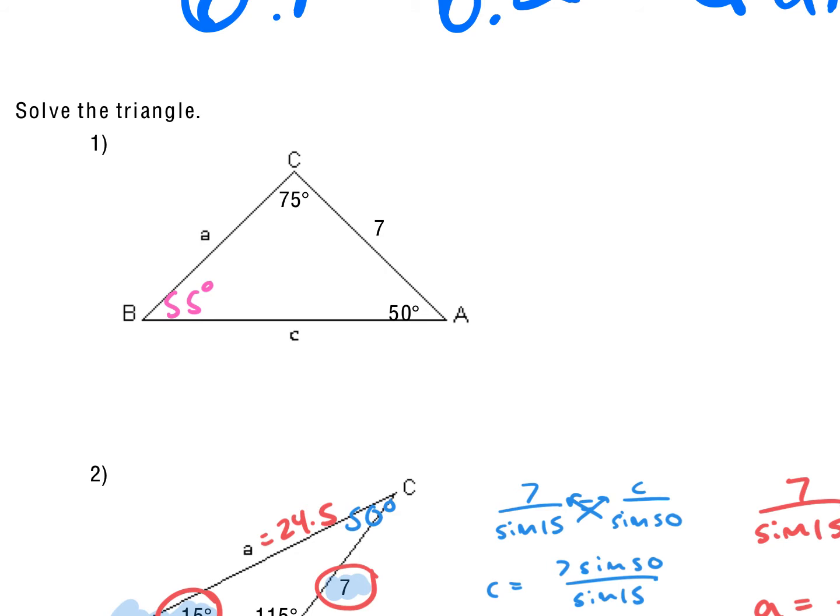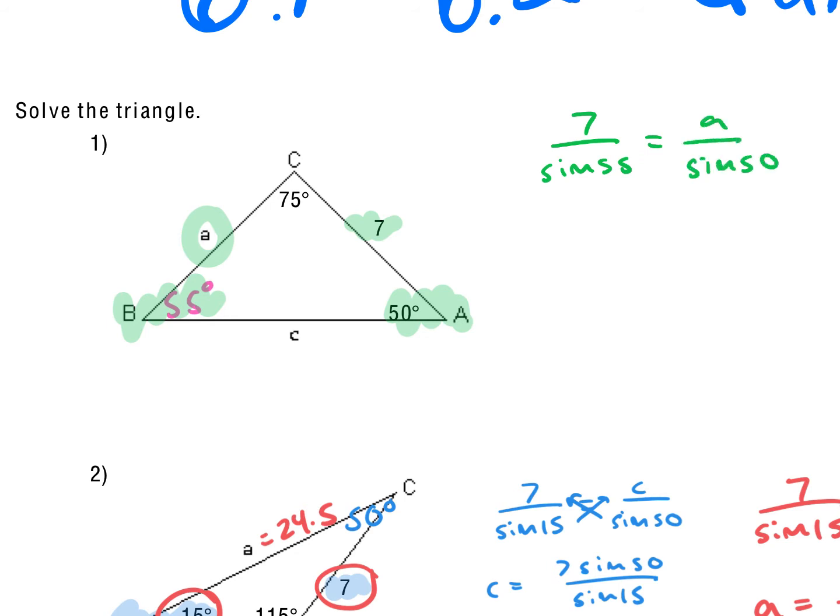What can I find next? Use what you have given. We can use what we have given. And what am I going to find next? Let's find A first. So A, I'm going to have to use angle A. And what else do I have to use? 7 over sine. Perfect. So I'm going to use law of sines. I have 7 over sine of 55 is equal to A over sine of 50.